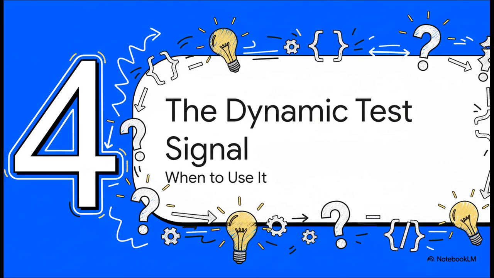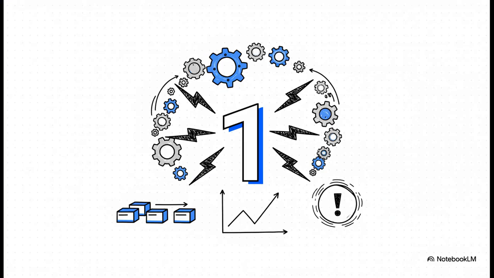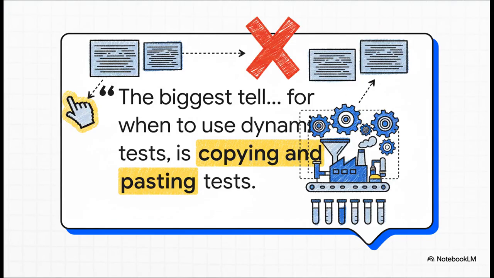So, we've seen how powerful dynamic tests can be. But maybe the most important question of all is, when should you actually use this in your own projects? Well, it turns out there is one single, unmistakable signal that should tell you, hey, maybe I need a dynamic test here. This is it. This is the golden rule.